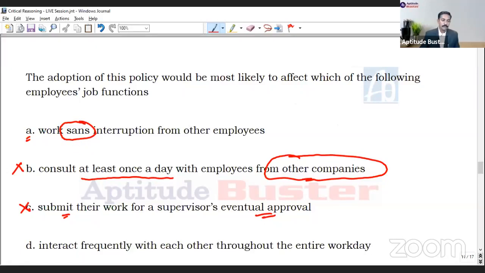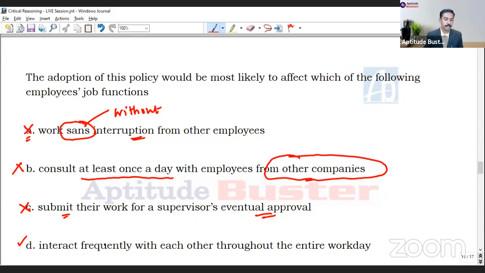Option A, the word sans means without. Now read option A: work without interruption from other employees. Here the keyword is interruption. When we use the word interruption, it always means a disturbance, right? So work without interruption means the work would always be more productive. Therefore, this is not the function that will be mostly affected.